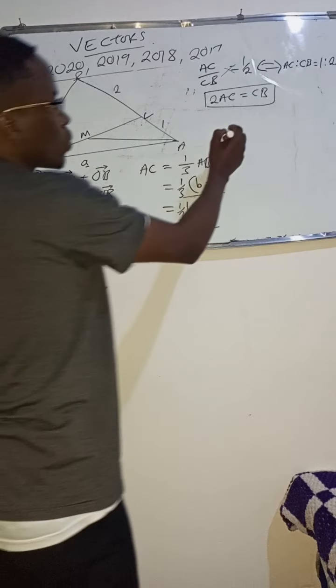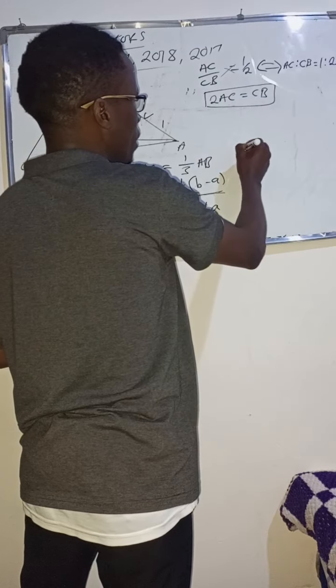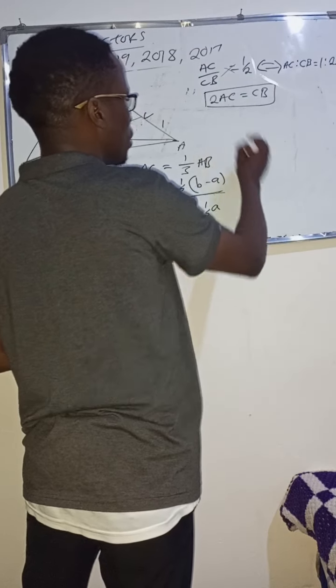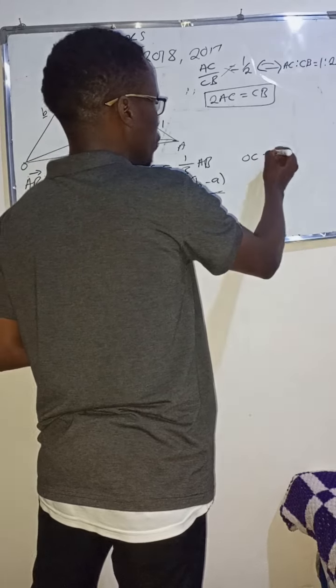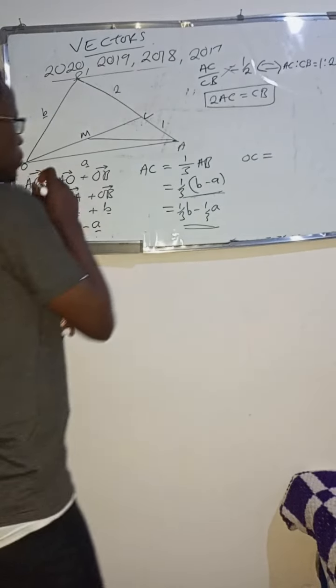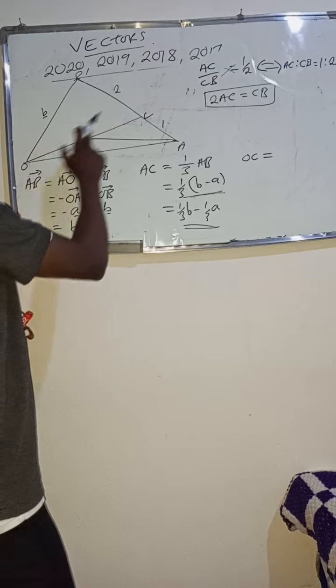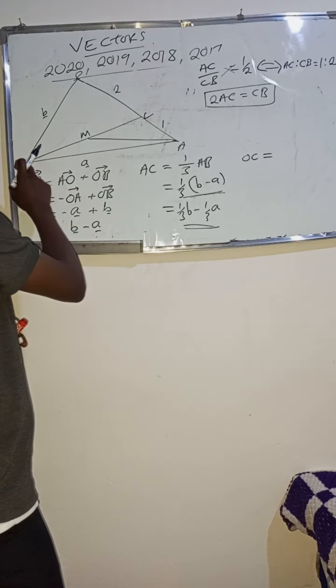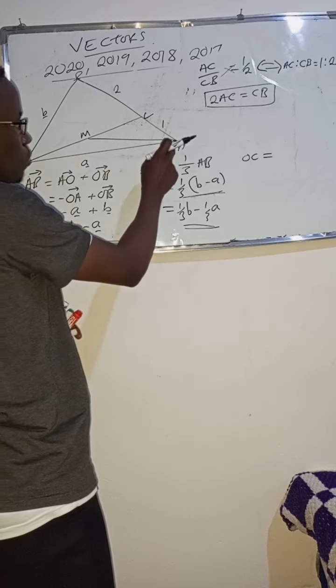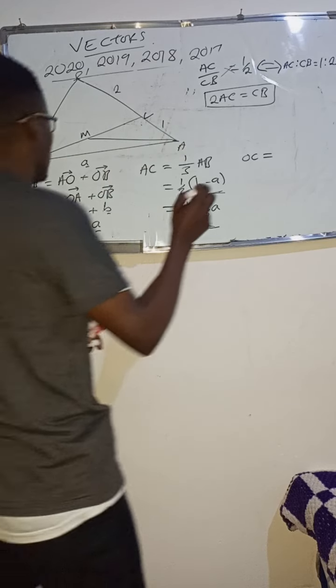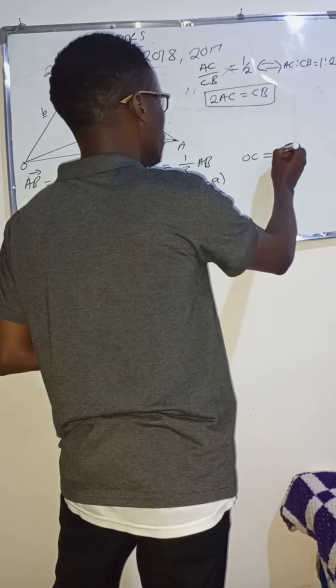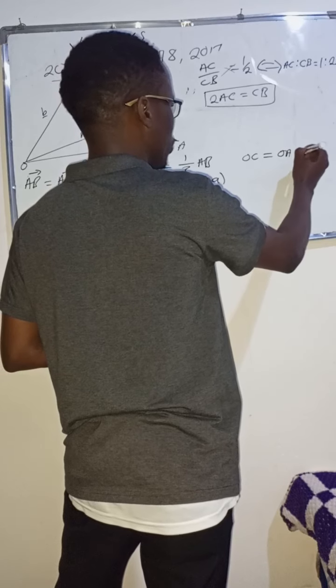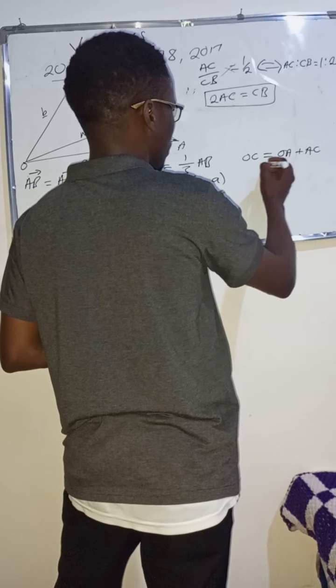OC, okay? So OC is going to be equal to, remember again, we don't have this root OC, we want to move from O to C. So we're first going to go from O to A, and then from A to what? To C. So this is going to be OA plus AC. Okay?